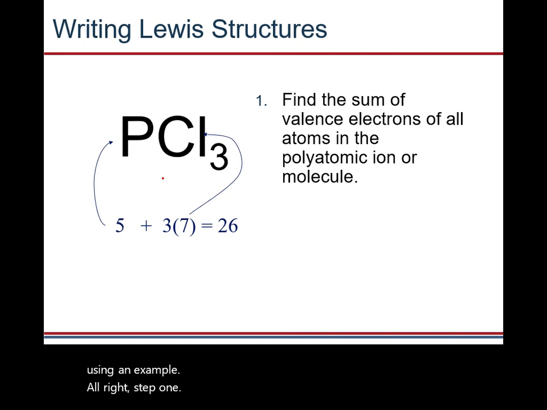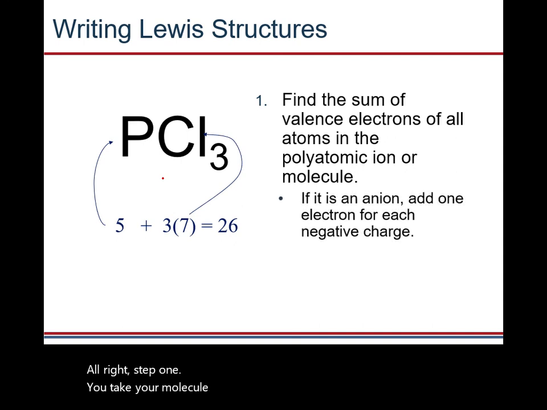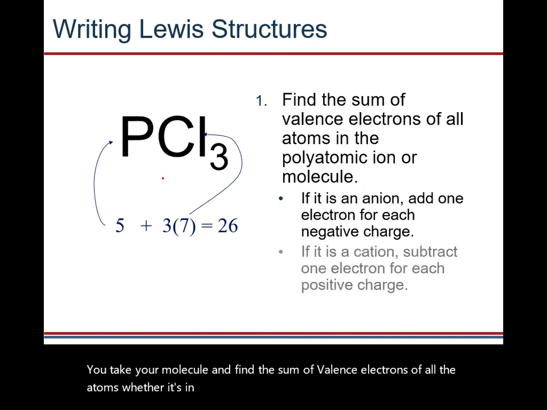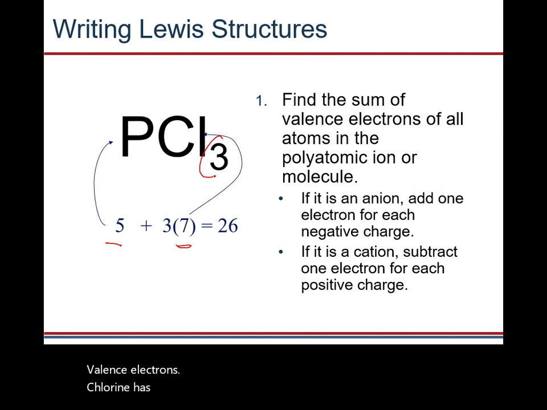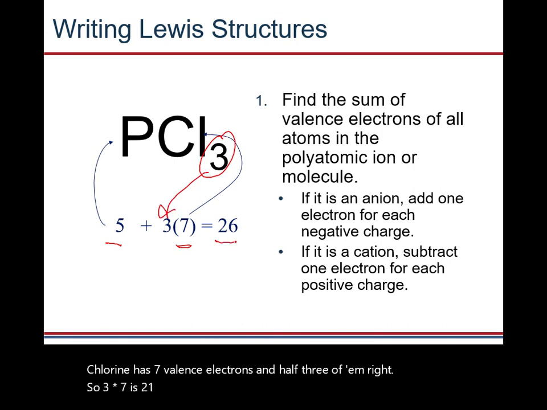You take your molecule and find the sum of valence electrons of all the atoms, whether it's a regular molecule or a polyatomic ion or whatever it is. So let's take a look at PCl3. Phosphorus has 5 valence electrons. Chlorine has 7 valence electrons, and I have 3 of them, right? So 3 times 7 is 21, plus 5 will give me 26 valence electrons.